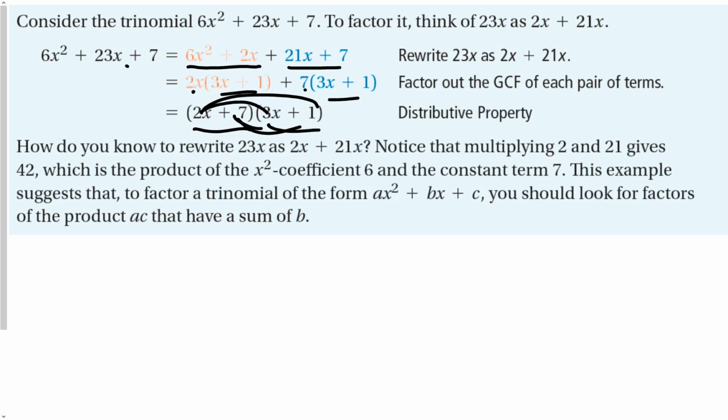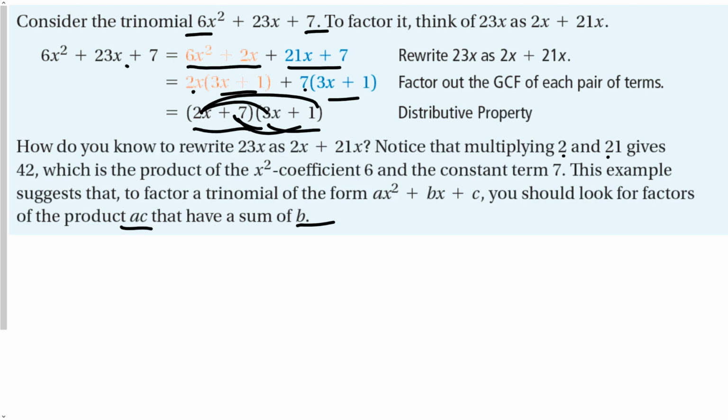So how do you know to write 23 as 2x and 21x? Notice that multiplying 21 and 2 gives you 42, which is also the product of 6 and 7. This example suggests that to factor the trinomial of the form ax squared plus bx plus c, we are going to look for the factors of the product AC that have a sum of b.